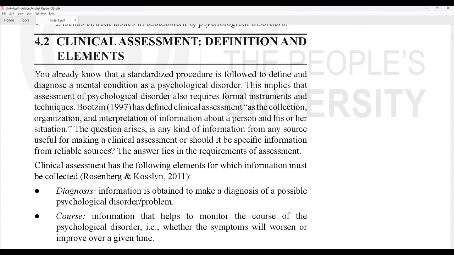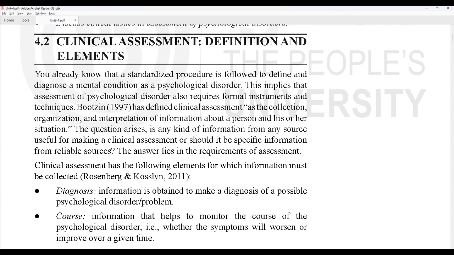BAPCH, 1997, has defined clinical assessment as the collection, organization, and interpretation of information about a person and his or her situation. The question arises, is any kind of information from any source useful for making a clinical assessment, or should it be specific information from reliable sources? The answer lies in the requirements of assessment. Clinical assessment has the following elements for which information must be collected.